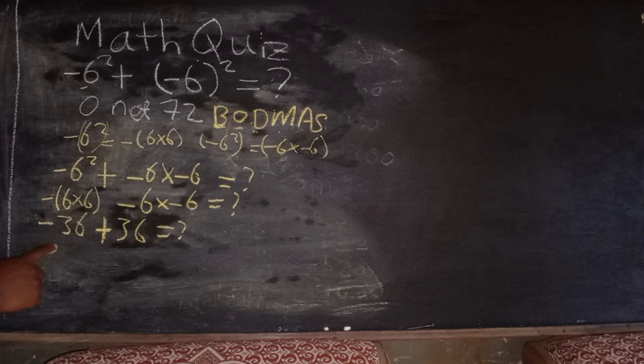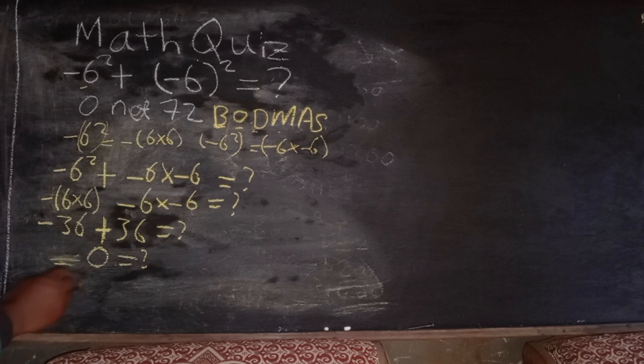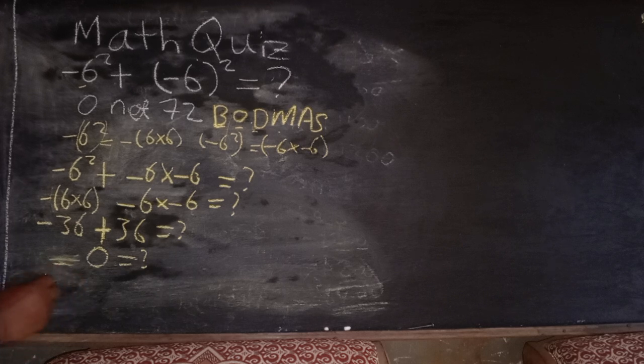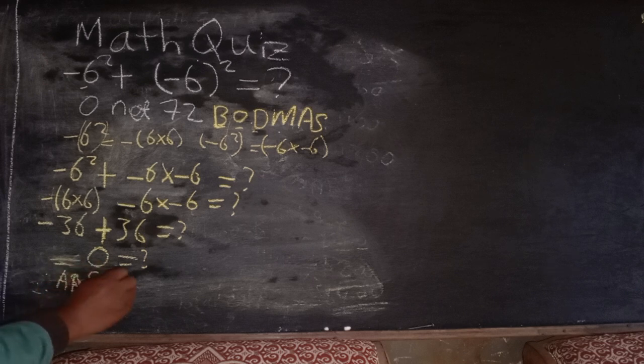So negative 36 plus 36 is 0, and therefore the answer is equals 0.